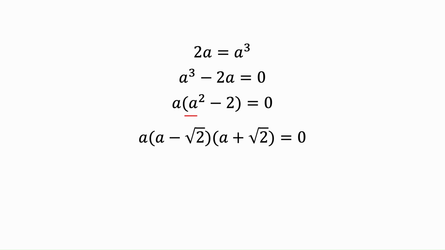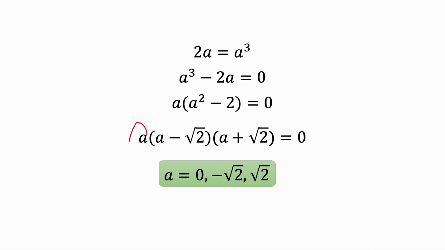And now we can write a squared minus 2 as a multiplication, a minus square root of 2, a plus square root of 2, and we have a from before. And this needs to be equal to 0. So here we have our three roots. A can be 0, a can be square root of 2, and a can be negative square root of 2. And these are our roots, and a, b, and c are equal to each other.